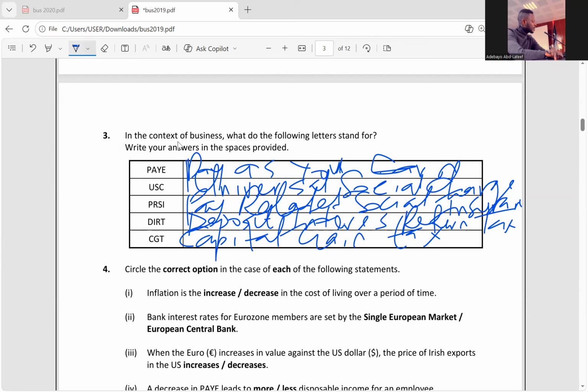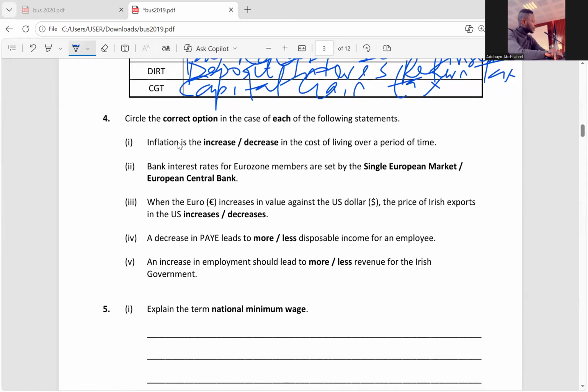Those that pay the DIRT are those who save. It's for the savers. When you save, the interest you get on your savings, because interest rate is the cost of borrowing and the benefit of saving, you have to pay taxes on it. The kind of tax you pay on savings is called DIRT, deposit interest return tax. So that's question 3, which is done. Question 2 is done.